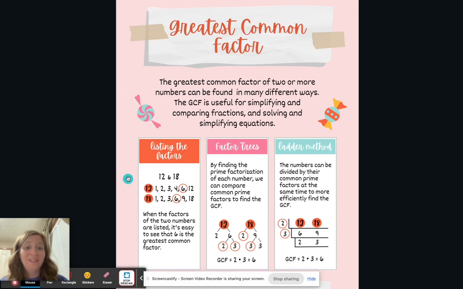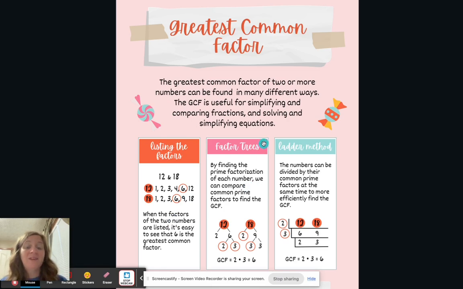The first way is listing the factors. You just simply list the factors. When I was a kid, I did it like a rainbow: 1 times 12 is 12, 2 times 6 is 12, 3 times 4 is 12. Same thing with 18: 1 times 18, 2 times 9, 3 times 6. Once they're all listed, you can easily see what the greatest common factor is.